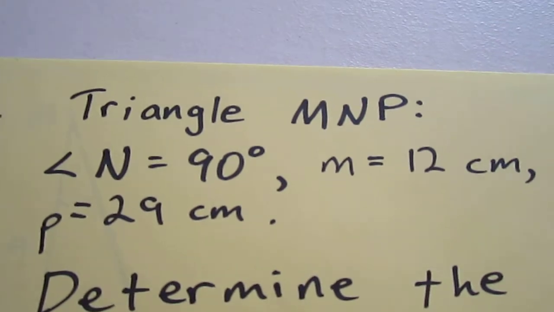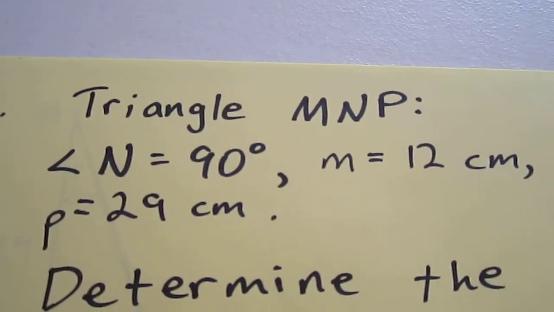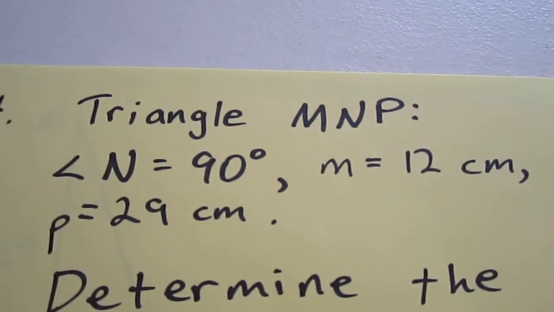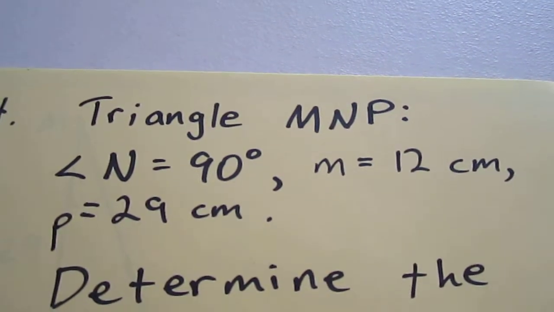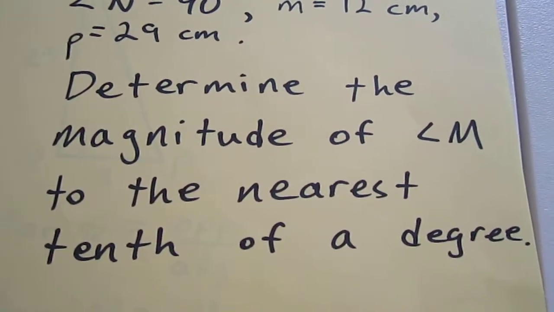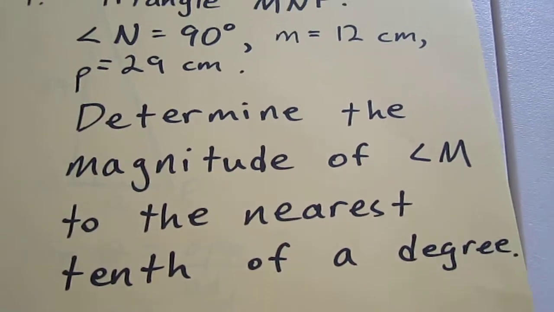We're given triangle MNP where angle N is 90 degrees, which therefore allows us to use SOHCAHTOA. M is 12 centimeters and P is 29 centimeters. We'd like to determine the magnitude of angle M to the nearest tenth of a degree.